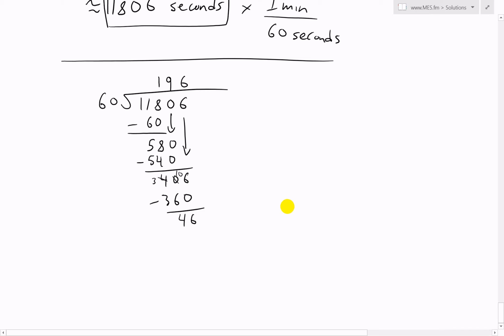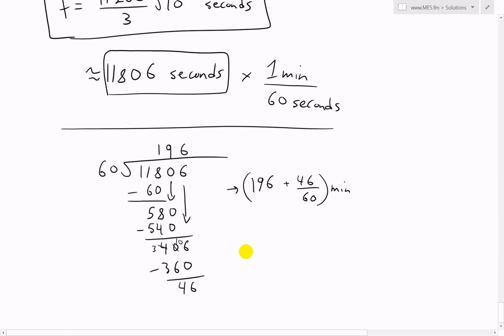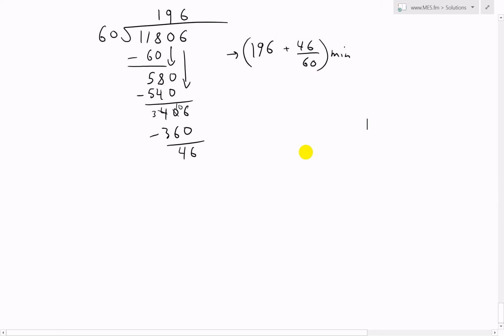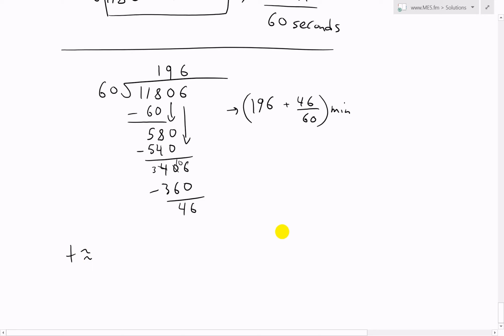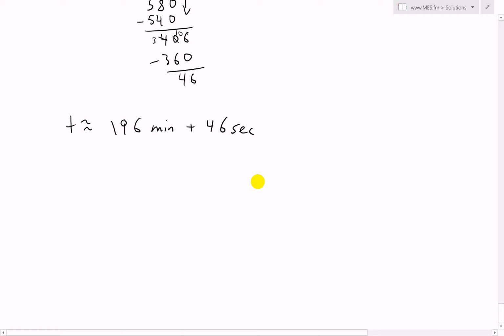That's why I didn't put it in a calculator. So what we get here is 196 plus 46 over 60, and the units on this are minutes, which is the same thing as writing, well, this is 46 over 60, that's 46 seconds. So what this means is t is roughly equal to, and I'll write 196 minutes plus 46 sec. So this is what we have so far.